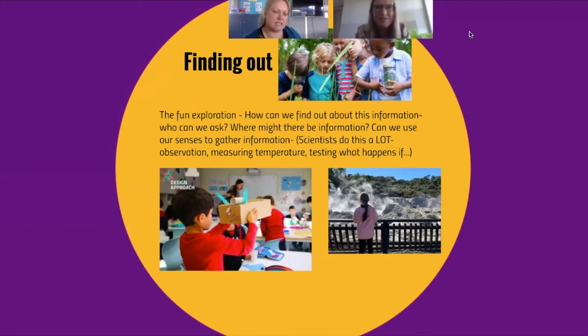It's not just text and media. Yeah, and if you were one of the lucky ones to come on our Rotorua trip, that was all part of that as well, that whole finding out. And that trip, you had lots of different ways of finding out too. They observed, they experienced it, they used all of their senses, their smell and their touch and their being in that environment, and then they interviewed people and they listened to experts as well. So it was a really rich range of ways of finding out at that one trip.